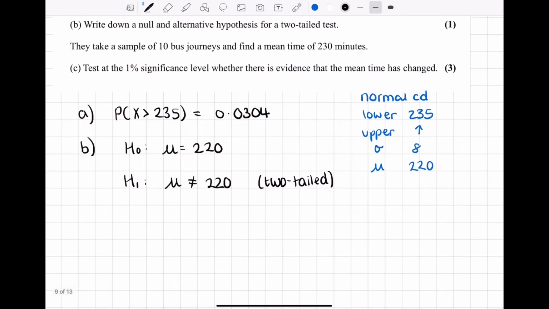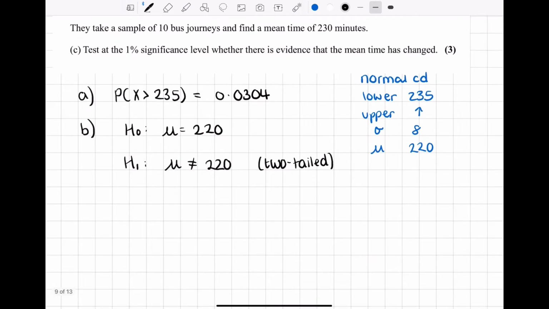For the next 3 marks, they need to give us an example. So we've got an example of a sample of 10 bus journeys, and they had a mean time of 230. So n equals 10, and the mean of those, the x bar, our sample mean, is 230. We want to test if this is strange. So this is higher than our mean of 220, so we're going to check the probability that X is greater than 230.